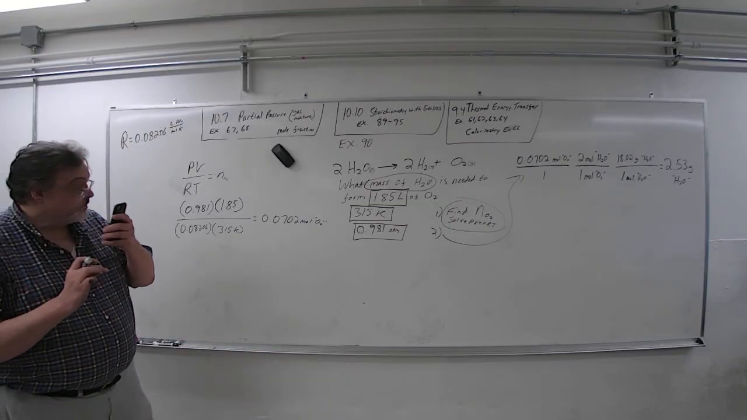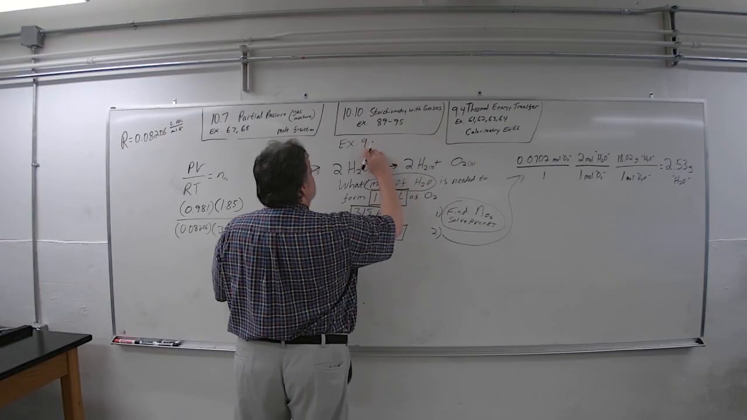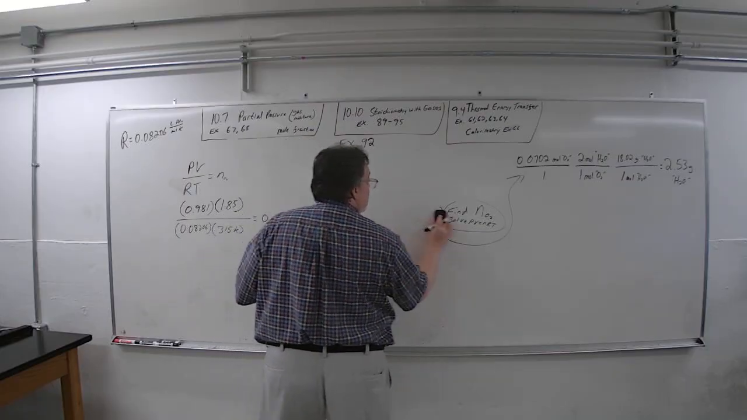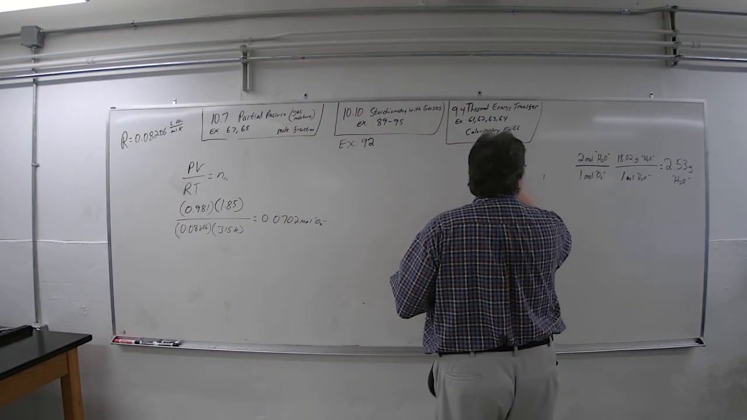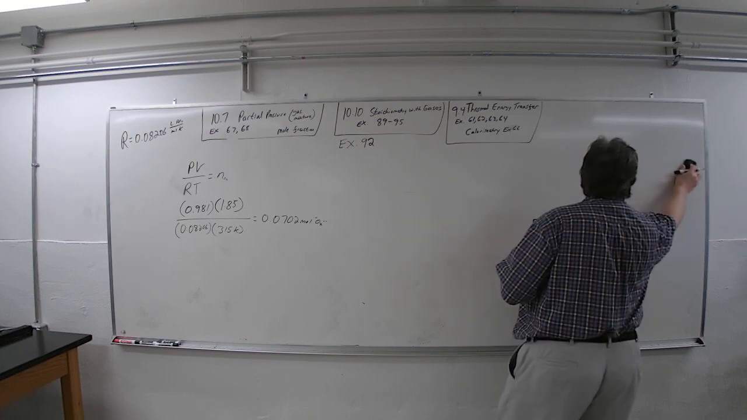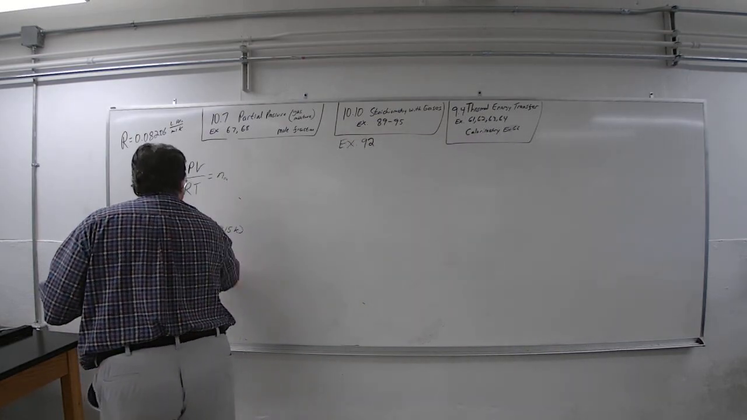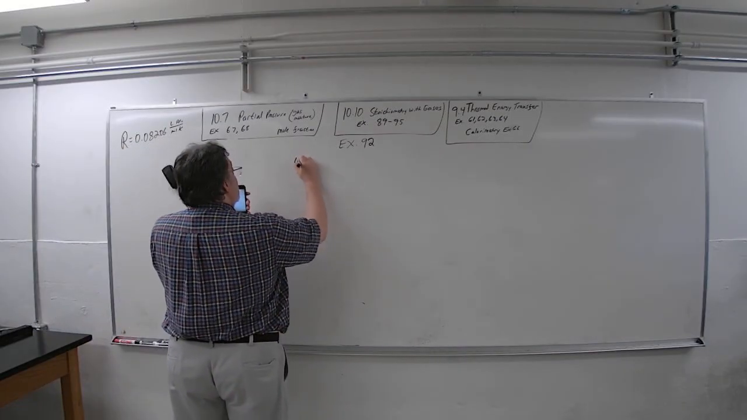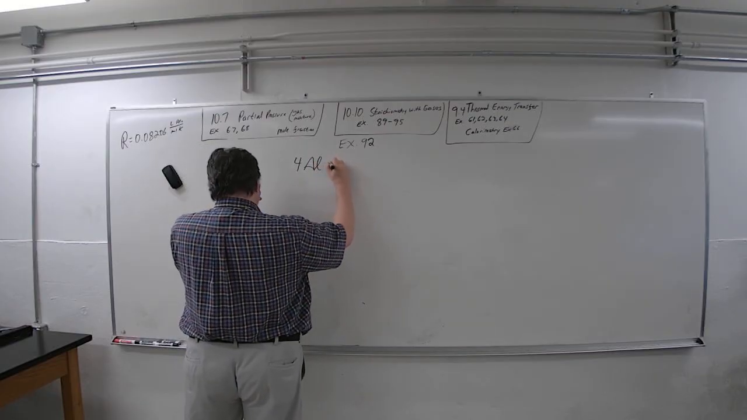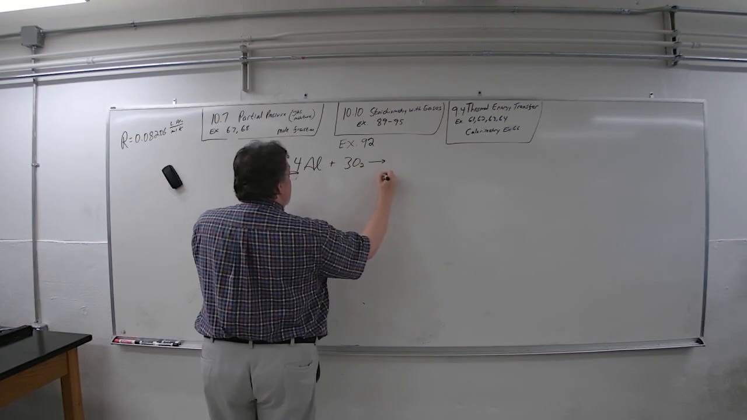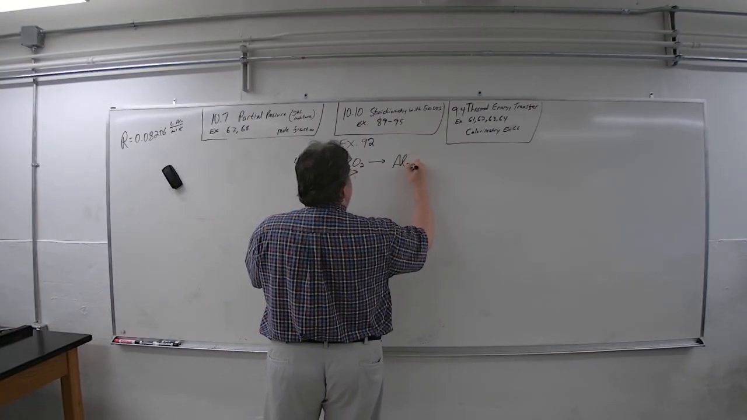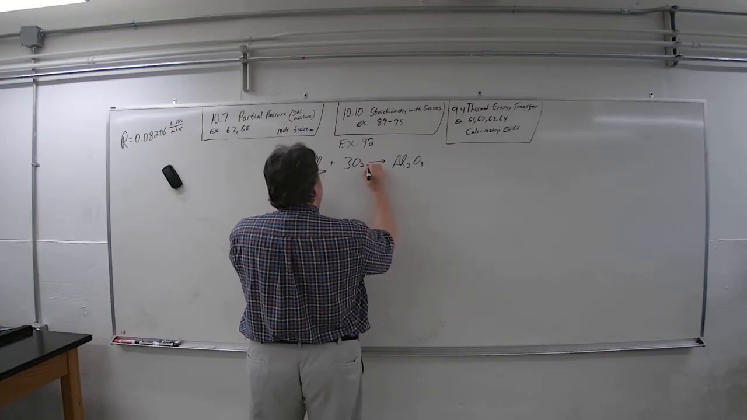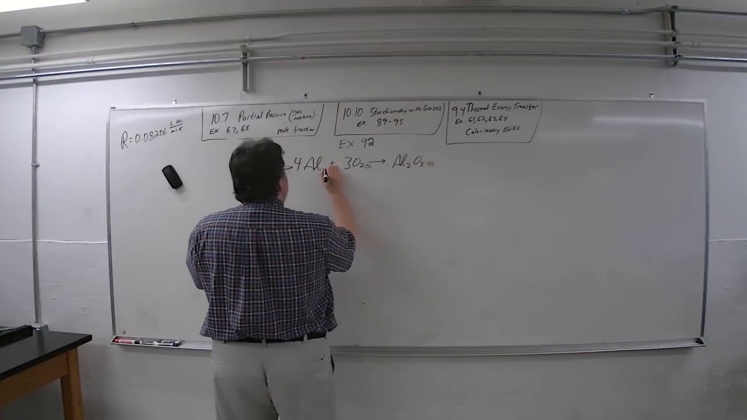It's 90. Two. Two gives us 4 aluminum plus 3 O2 making 2 Al2O3. This is a gas, this is a solid, this is a solid.